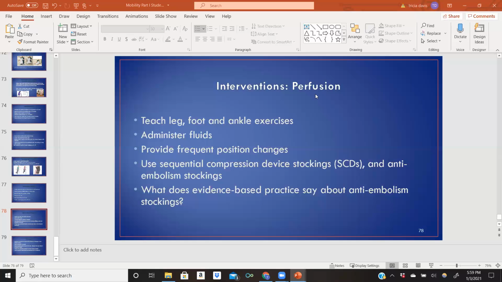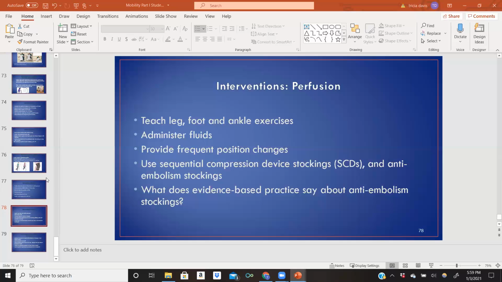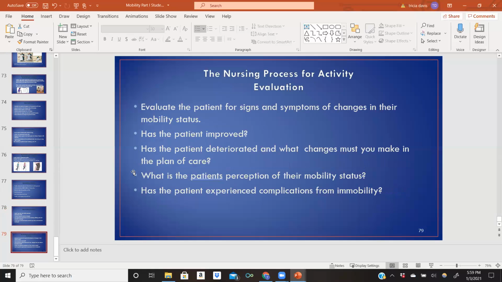And then we have those TEDs, which we showed a couple slides back, the anti-embolism stockings. You can put those on your patients. Sometimes patients are ordered both TEDs and SCDs. And then what does evidence-based practice say about anti-embolism stockings? You guys can look that up, and someone can have the answer for that when we come for our live lecture.